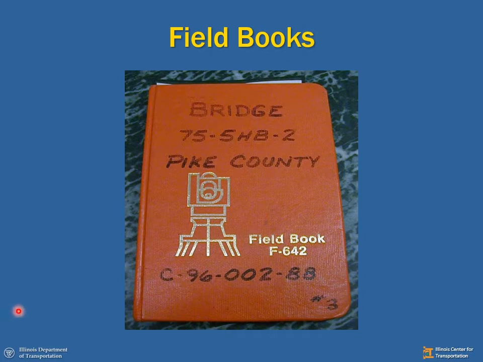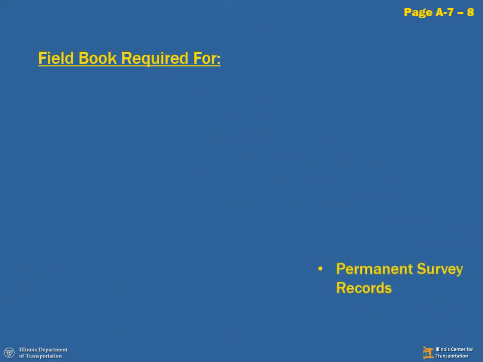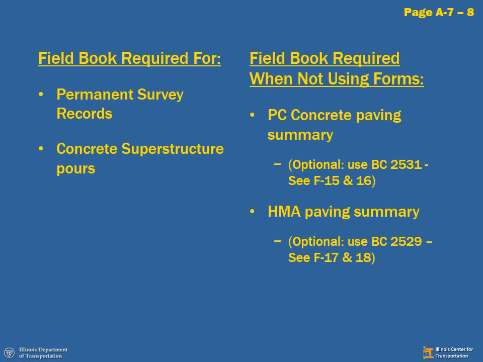Field books are another common tool used to record data in the field, measurements, calculations, depth checks. Field books have very specific requirements. If you look on page A7 and 8 in the documentation guide, you will see field books are required for permanent survey records and your concrete superstructure pours. There are discussions occurring now that we may end up going to electronic documents for these to be more in line with the theme of CMMS, but for now, these are required in your field books.